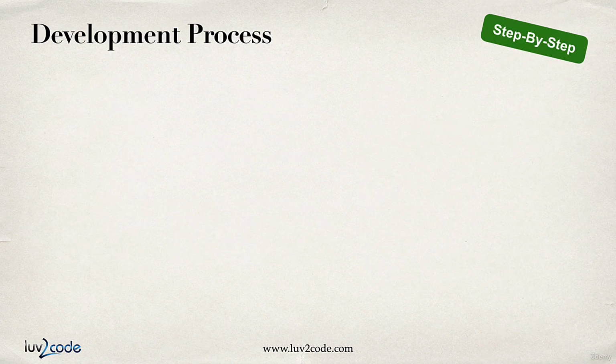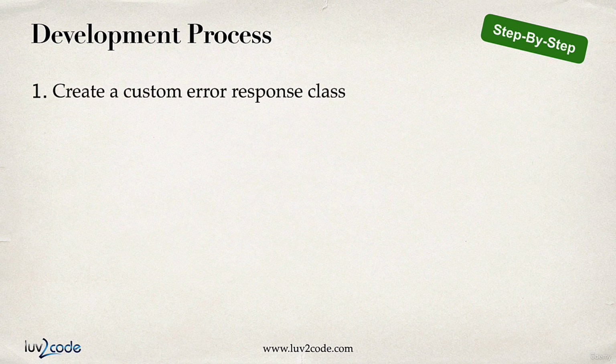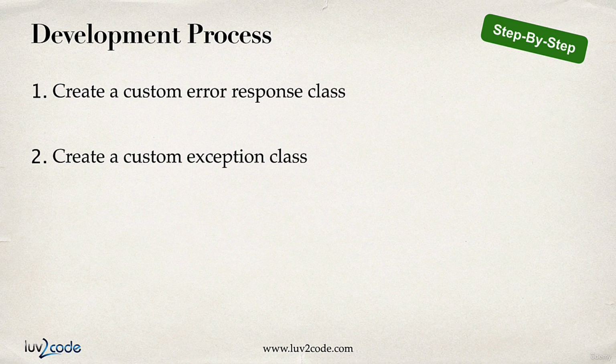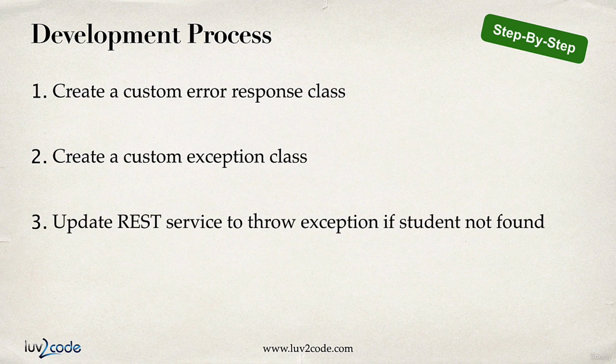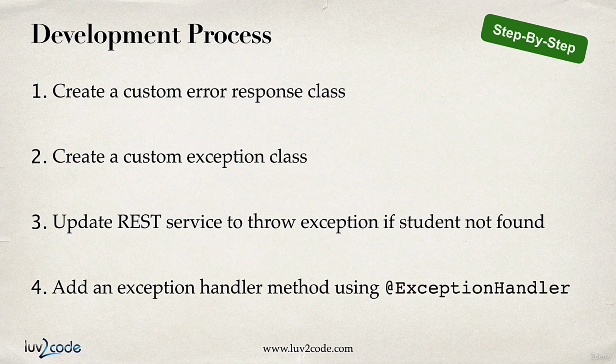Alrighty, so let's look at the actual development process here. The first thing we're going to do is create a custom error response class. Then we'll create a custom exception class. Next, we'll update our REST service to throw the exception if the student is not found. And then finally, we'll add an exception handler method using Spring's @ExceptionHandler annotation.